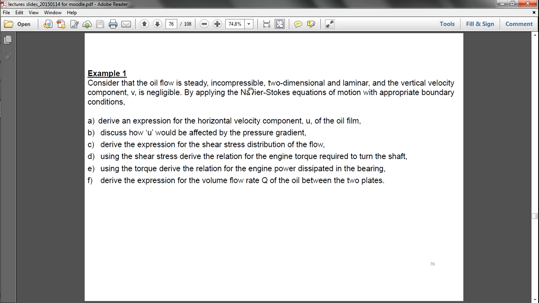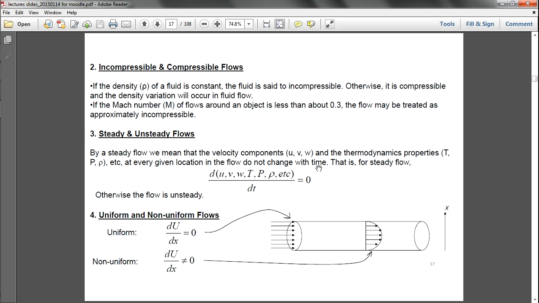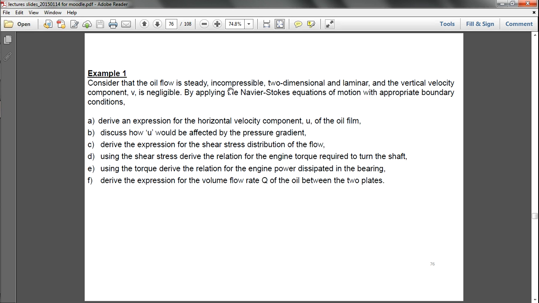Steady is just saying that it does not change with time. A steady flow does not change with time. By a steady flow we mean that the velocity and the properties at a given location in the flow do not change with time. This is steady flow. And then incompressible means the density should be cancelled because it's constant.